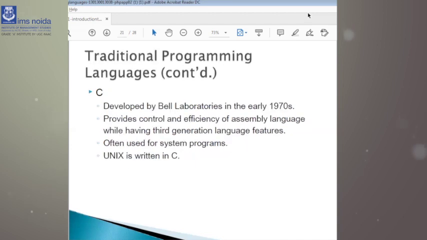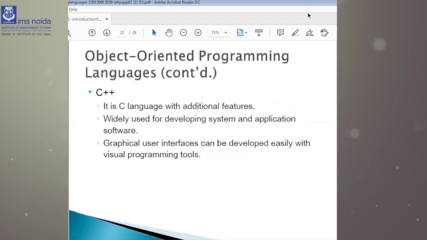So this is all about the traditional programming language. I already discussed that there are lots of differences between C, the traditional programming languages, and the object-oriented programming languages. But this is the basic overview where you can understand the traditional programming languages concept and the object-oriented programming concept. So object-oriented programming languages means C++.